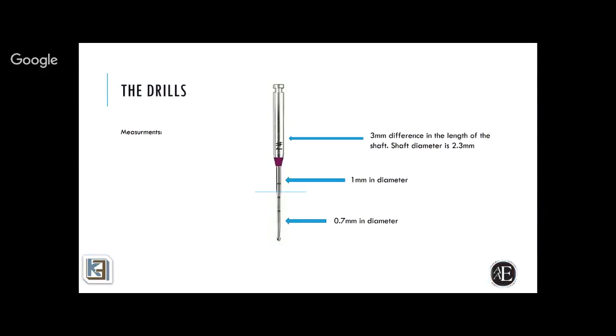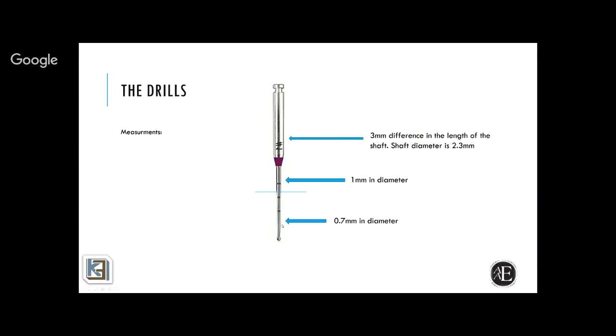So how do we do the measurements? Now, the first 3 drills have a 0.7 millimeter, they have 2 weights. The bottom half will have a 0.7 millimeter in diameter, and the top half of the shaft will have 1 millimeter in diameter.